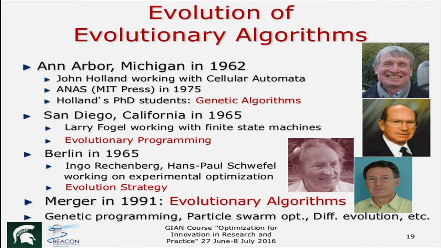Then they had their own little conferences. Then they said, why don't we just get together, because we're talking about the same thing. So these three things have been merged: genetic algorithm, evolutionary programming, and evolution strategy. Because evolution was the common term in them, they called these methods evolutionary algorithms. And since then, we call it evolutionary algorithm. After that, genetic programming, particle swarm, all these have come out.